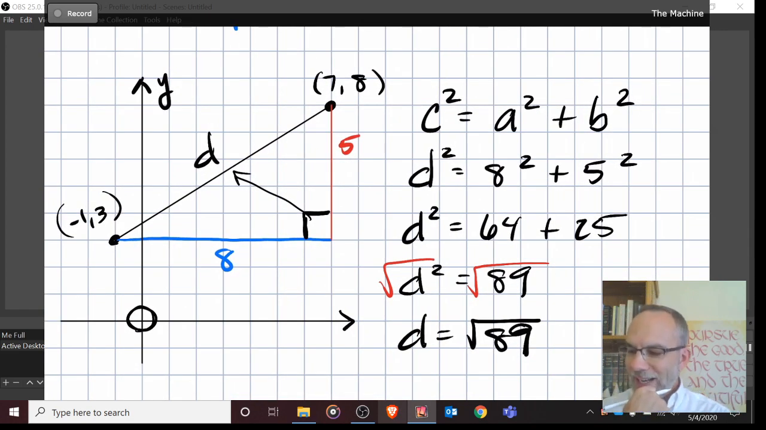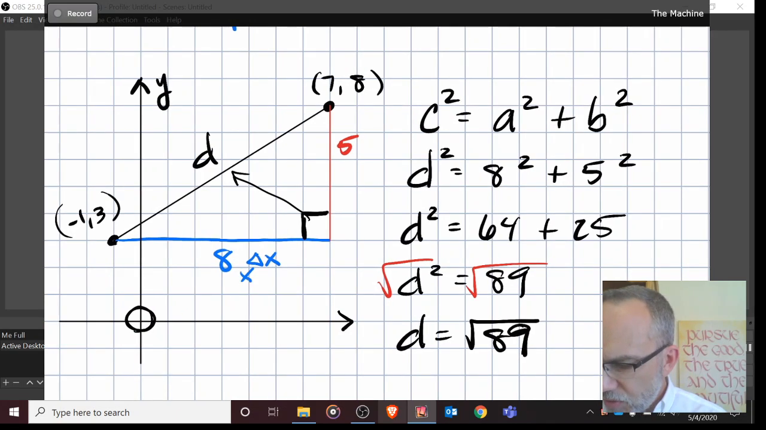Gee, how did I get 8 then along the bottom? Well, isn't 8 just the change in x? Have you seen delta for change? Delta, the triangle, just means change. So change in x. Well, what does that mean, change in x? Well, isn't that going to be the second x value minus the first x value?